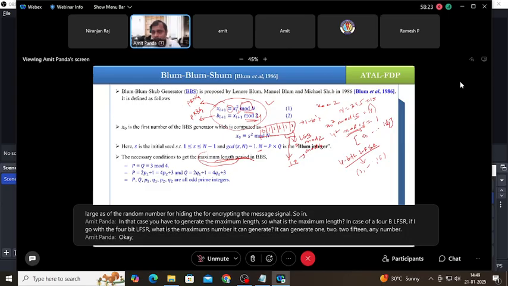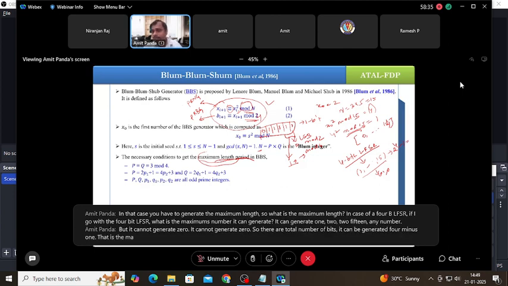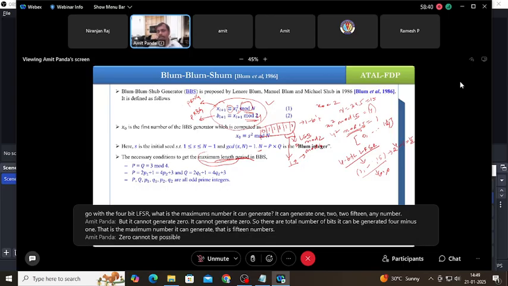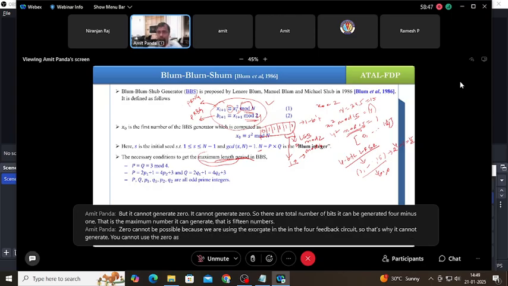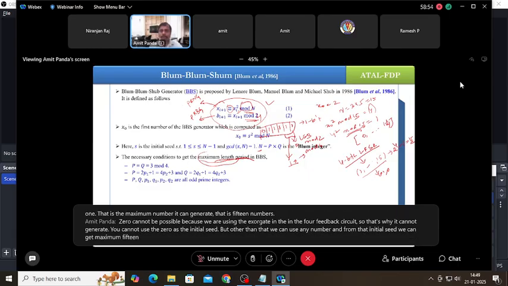But it cannot generate 0. The maximum it can generate is 2 to the 4 minus 1, that is 15 numbers. 0 is not possible because we are using the XOR gate in the LFSR feedback circuit, so you cannot use 0 as the initial seed. Other than that, we can use any number, and from that initial seed we can get a maximum of 15 numbers. That is the maximum length of your LFSR.